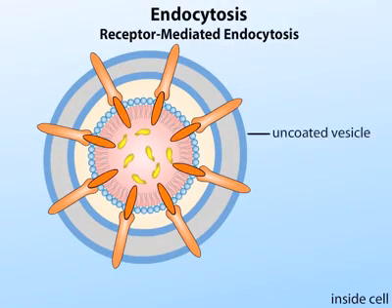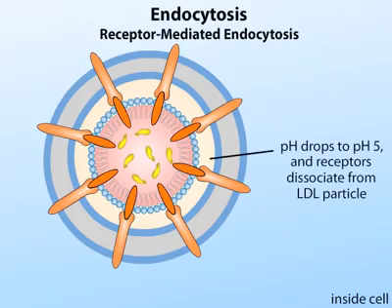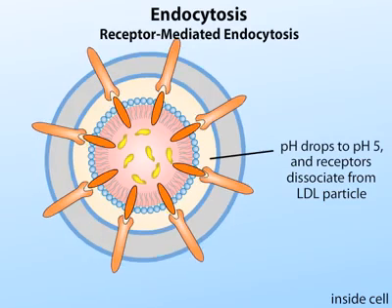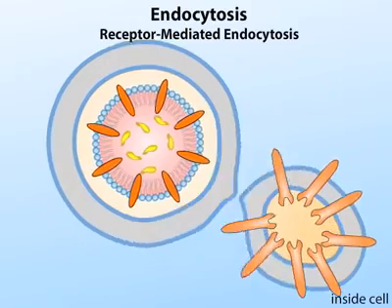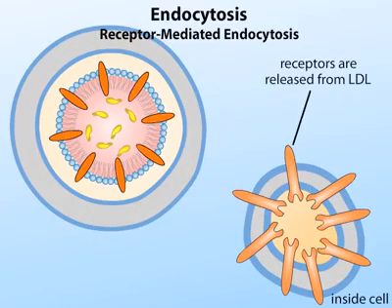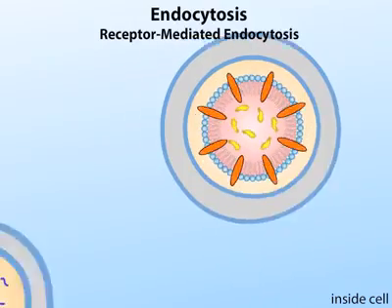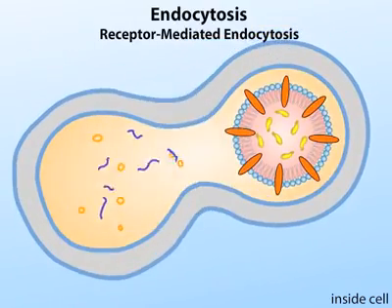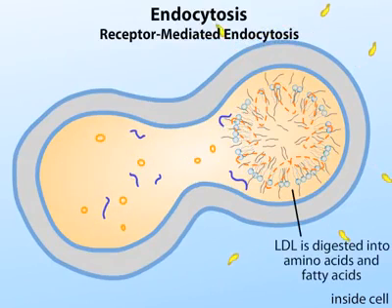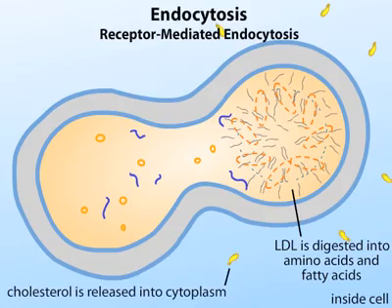Although not shown here, another vesicle then fuses with the LDL-containing vesicle, causing the pH inside to drop and forcing the receptors to dissociate from the LDL particle. After the receptors are released from the LDL particle, the vesicle fuses with a lysosome. A lysosome carries enzymes capable of digesting the LDL particle into amino acids and fatty acids. At the same time, the cholesterol is released into the cytoplasm.